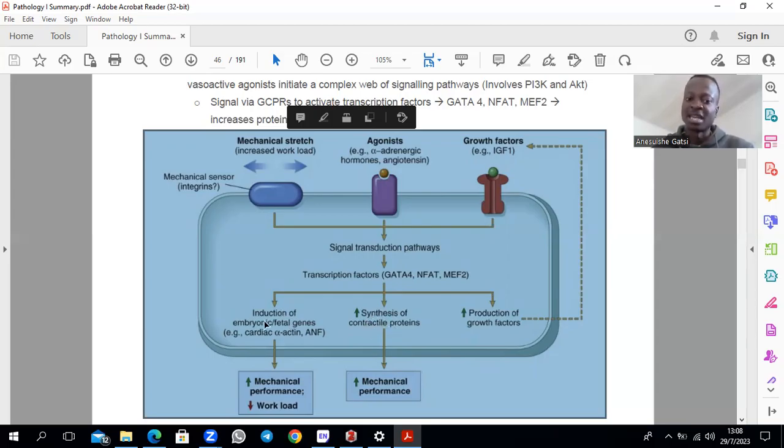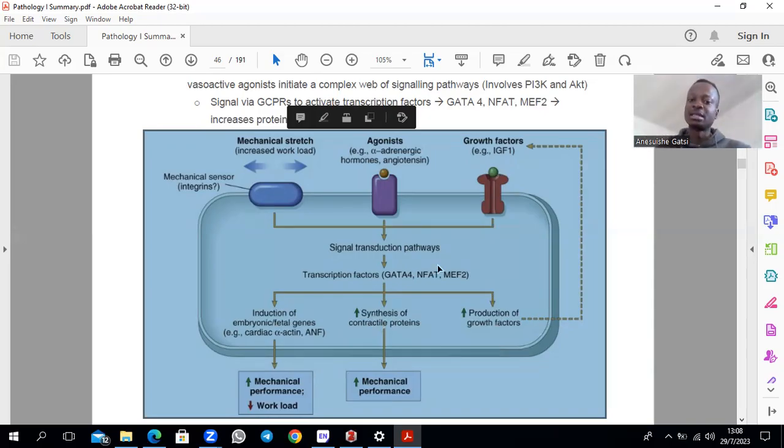You're going to have an induction of embryonic and fetal genes. Why? Because the fetal heart probably works more and is better adapted. Then you can have an increase in production of growth factors, right? And this increase in production of growth factors are going out again to stimulate more and more signaling cascades, right?